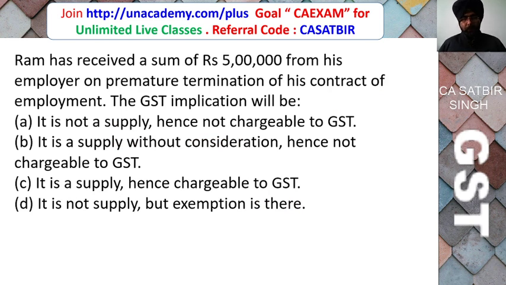A question in your exam can come in this form. Ram has received a sum of ₹5 lakh from his employer on premature termination of his contract of employment. The GST implication will be: A, it is not a supply, hence not chargeable to GST; B, it is a supply without consideration and hence not chargeable to GST; C, it is a supply, hence chargeable to GST; D, it is not a supply, but exemption is there. So which one is the correct answer? You can pause the recording of this lecture and replay once you arrive at the correct answer.